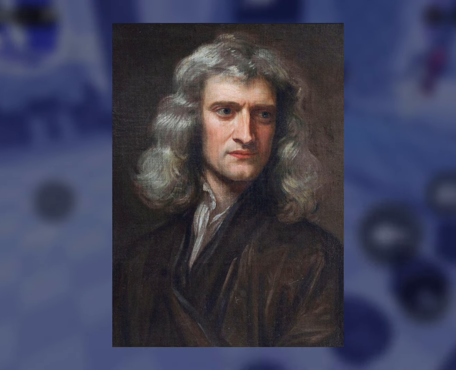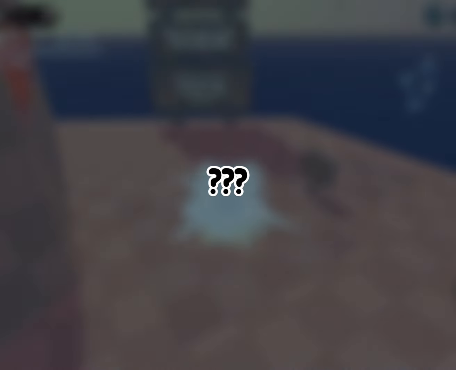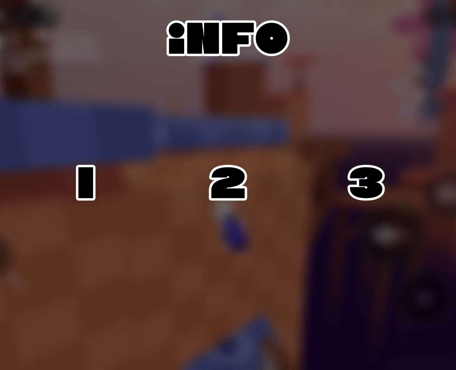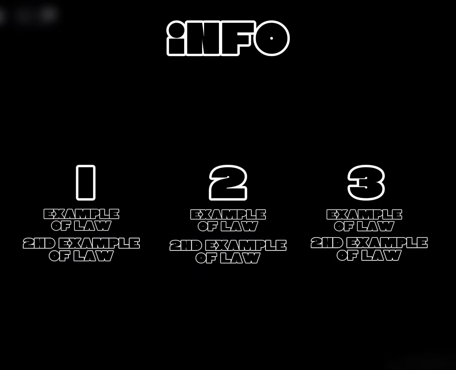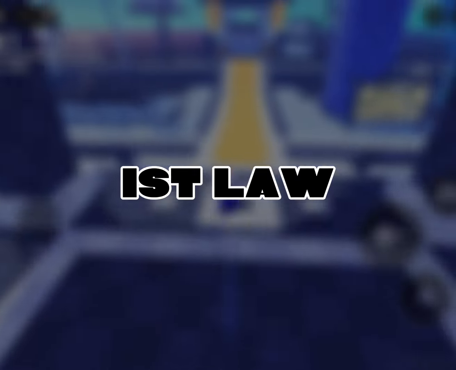This is Isaac Newton, and he made 3 laws of motion. But what are they? Well, that's why you are going to learn about them. Each of Newton's laws will have 2 examples each. To start off, we will be covering the first law.